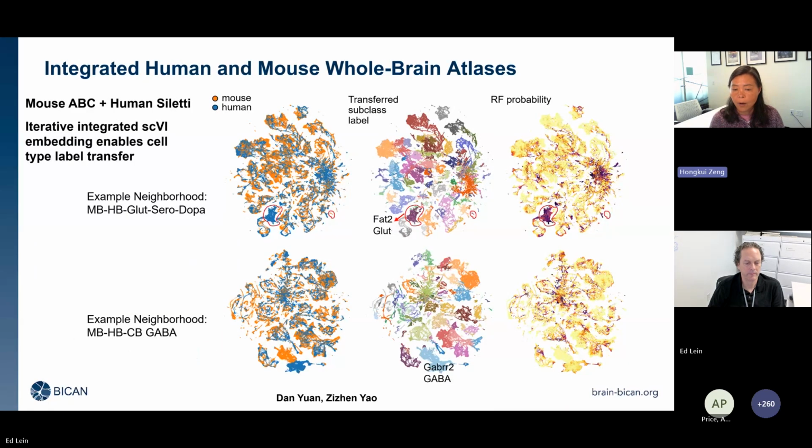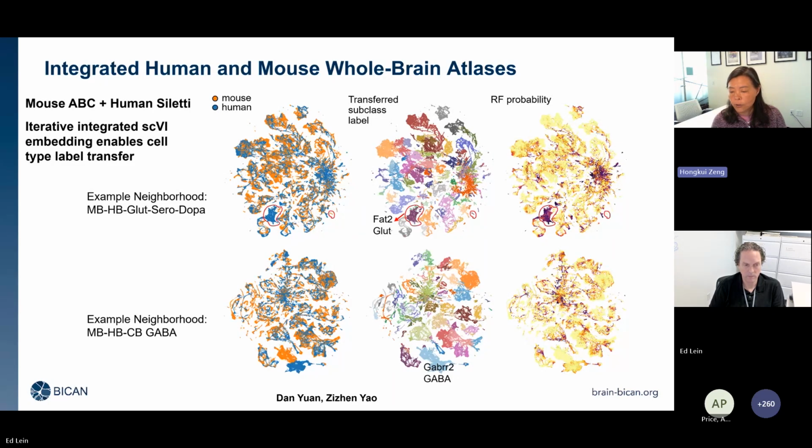And then moving from here, we have also been developing computational tools to achieve whole brain scale cross-species integration. In this current version, which is the integration between the whole mouse brain data set from the Allen Institute and a whole human data set from Sten Linnarsson's group in collaboration with Ed Lein at Allen, altogether with 7 million cells or nuclei, we also used an iterative, integrated scVI approach to co-embed the two data sets and achieve a subclass level integration that has worked quite well.